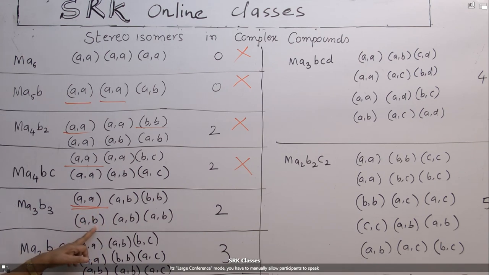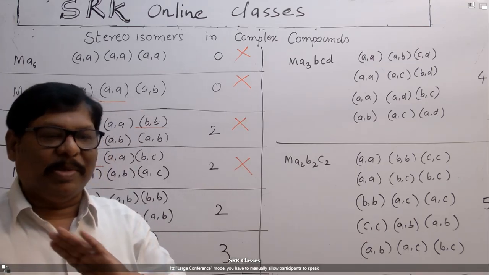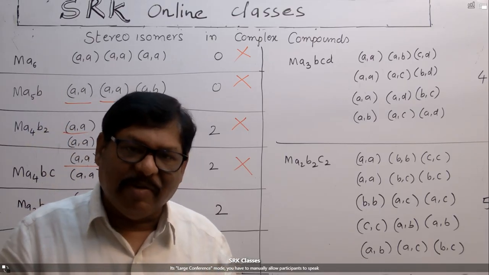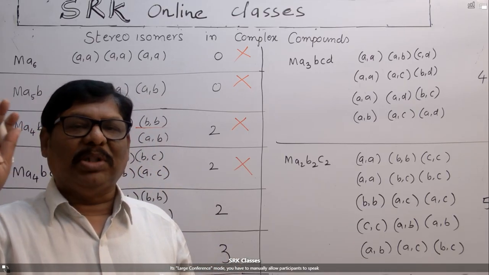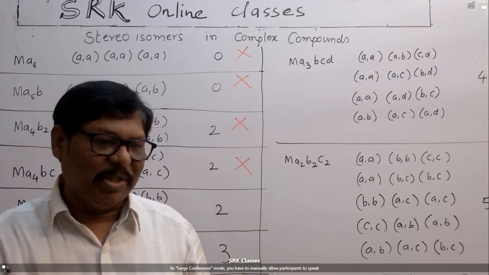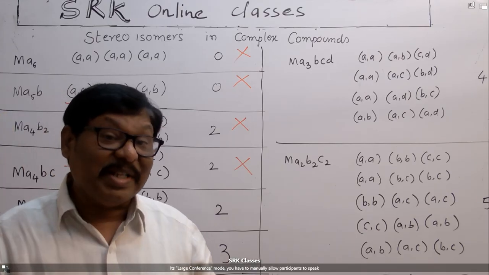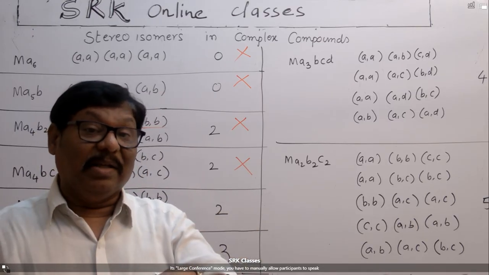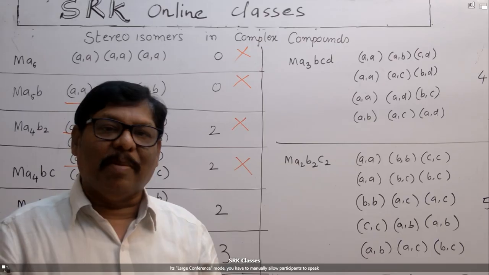The second important point is, if two pairs of ligands are identical, that cannot show geometrical isomerism. I repeat the statement once again. What is the first point I have given? In a pair of ligands, if both are identical, it cannot show optical isomerism. That's the first point. What is the second one I have given? If two pairs of ligands are identical, that cannot show geometrical isomerism.